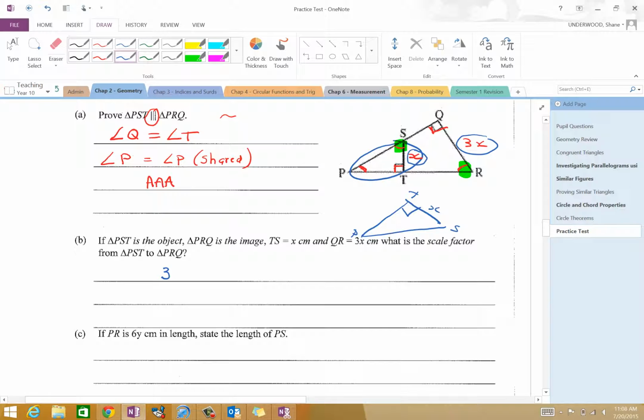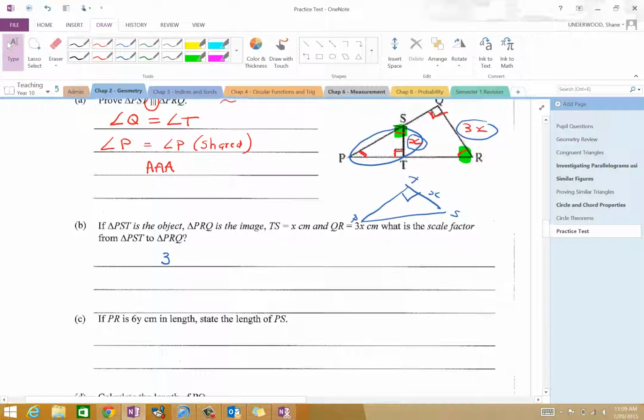Think about it. If PR and PS are the same sort of triangles, same sides, just different, then if PR is the bigger one, and that's 6Y, what would I have to divide that by to get the length of PS? 3. Because the scale factor is 3. We've just done that scale factor here. How do we know that PS is equal to that?